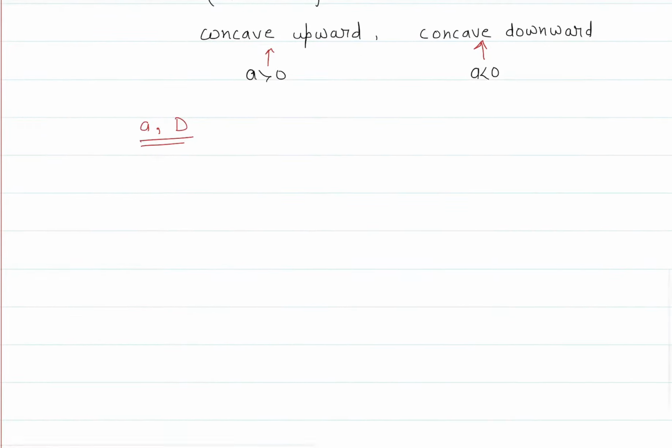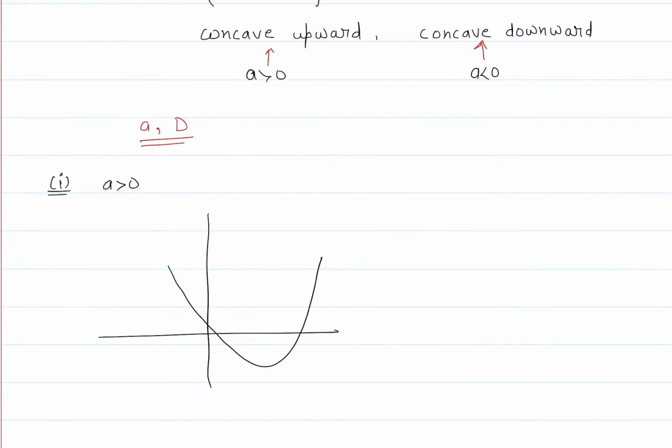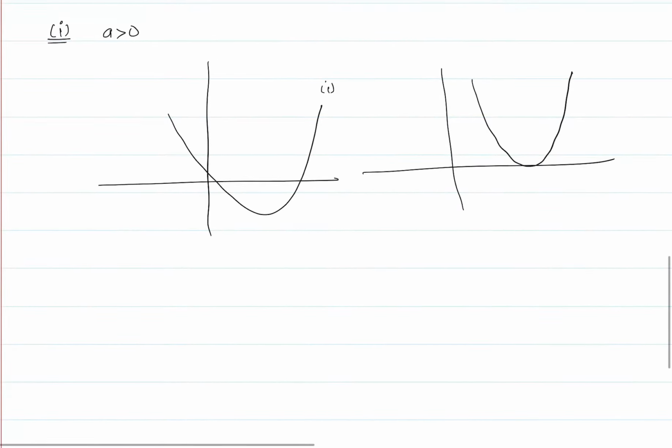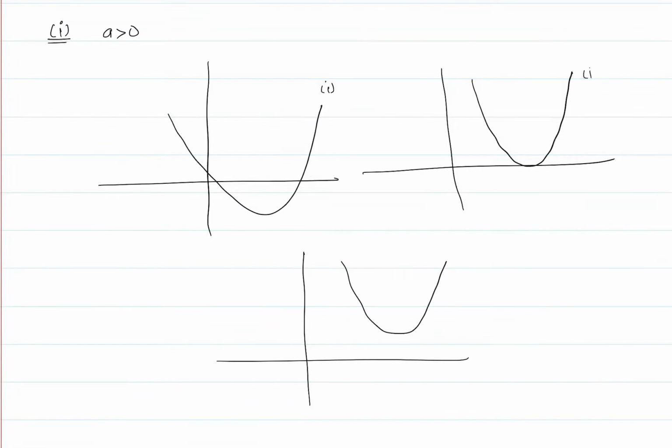First condition, first consider that we have a is greater than 0. When a is greater than 0, we can have 3 types of graph. First is this one of equation 1, and second graph can be like this, and third graph can be like this. Here we see that the equation 1 cuts the x-axis at 2 points. It means we have two values of x for which y equal to ax square plus bx plus c have 2 zeros. It means in this case d is greater than 0.